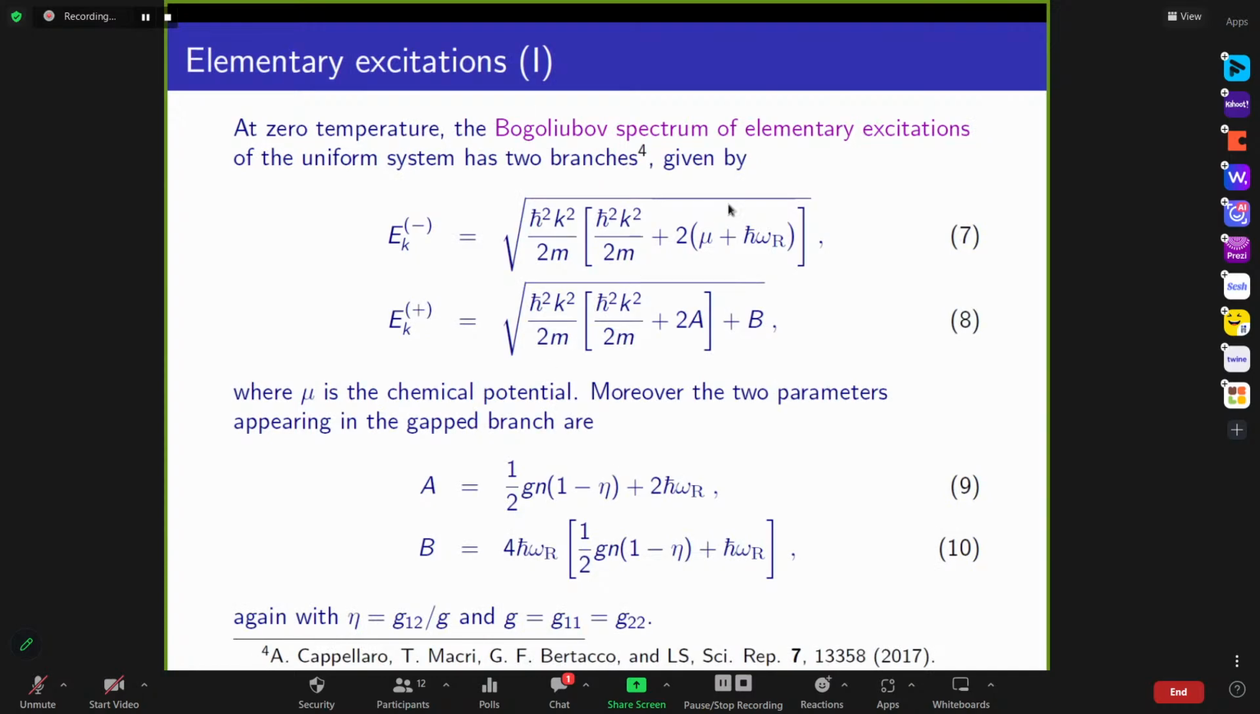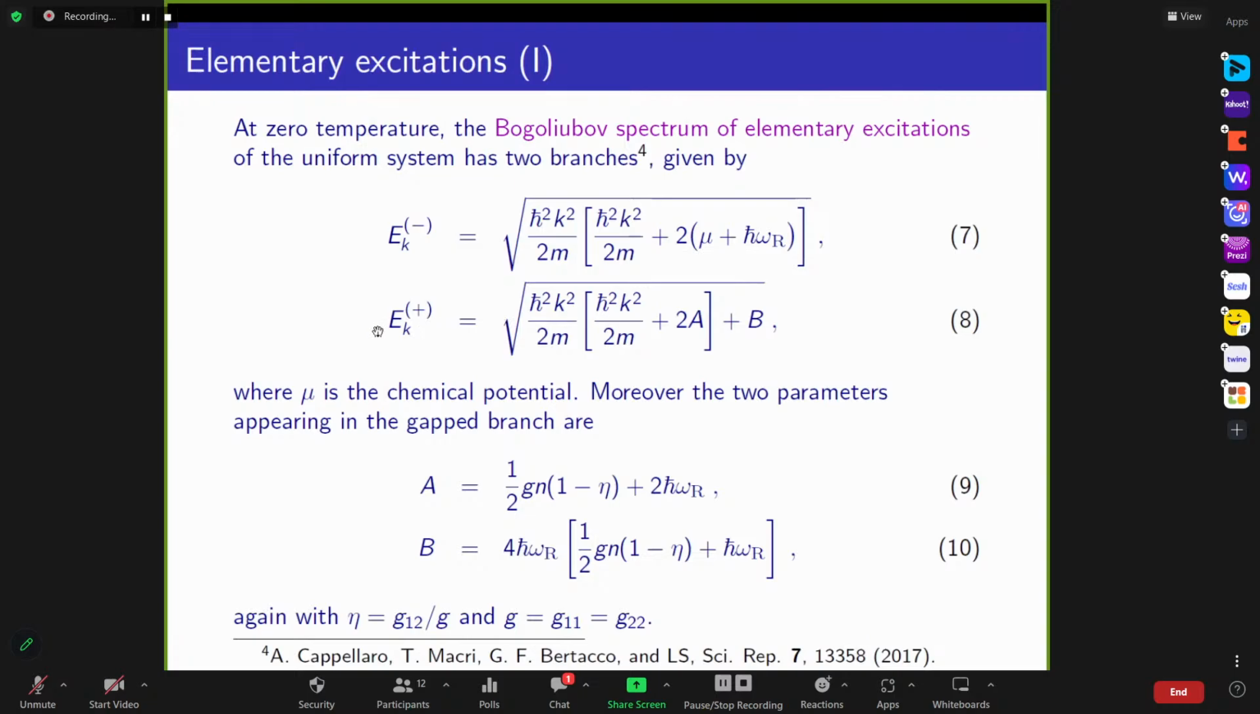And it's possible, using the Bogolyubov machinery, to deduce the Bogolyubov spectrum of the elementary excitations above this uniform system. And actually, one finds that the elementary excitation has two branches, denoted with equation 7 and equation 8, in particular with the minus and the plus. One of the branches is gapless, that is equation 7, and the other one, the one with the plus, instead is gapped.